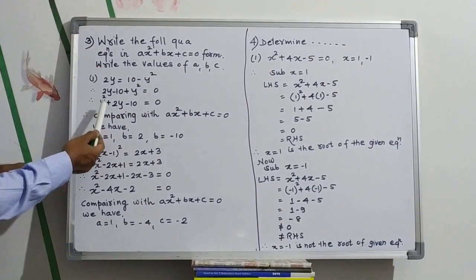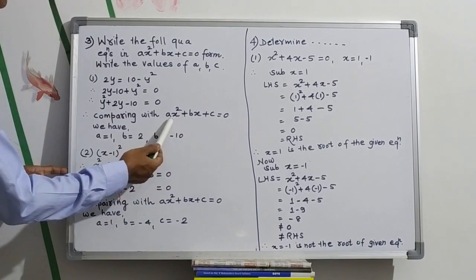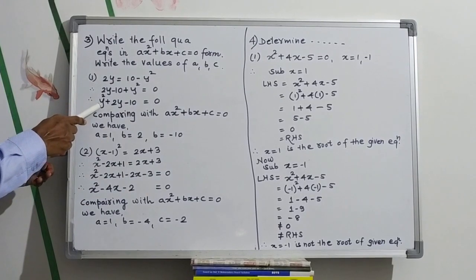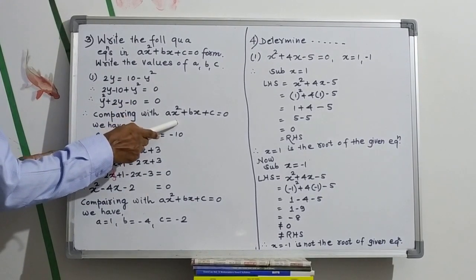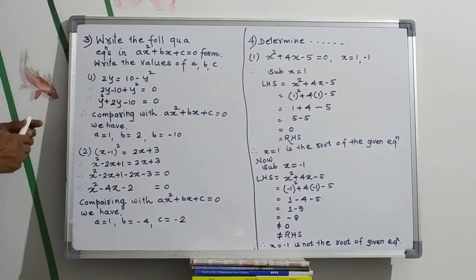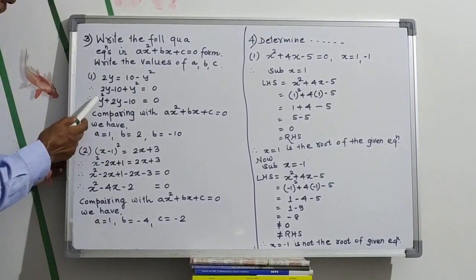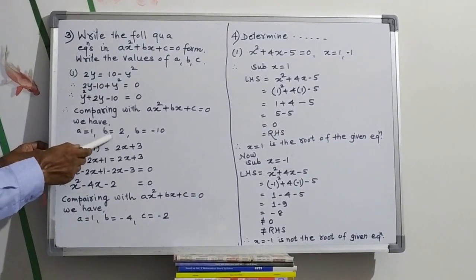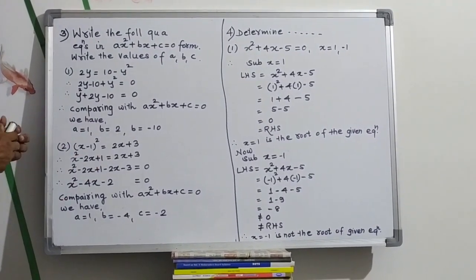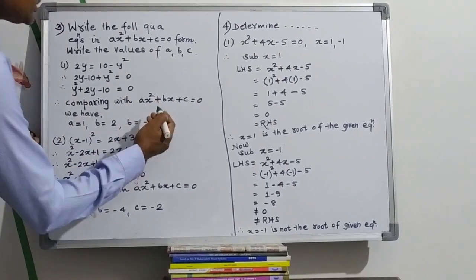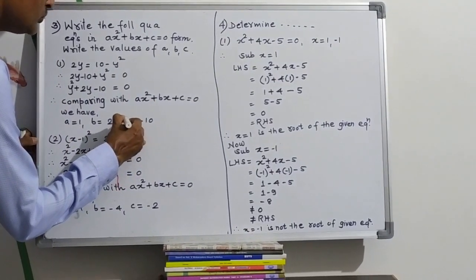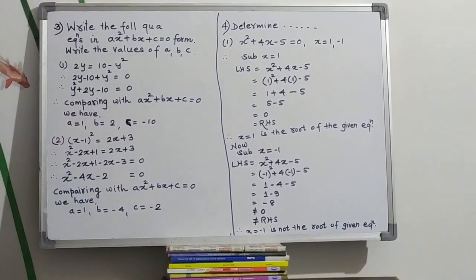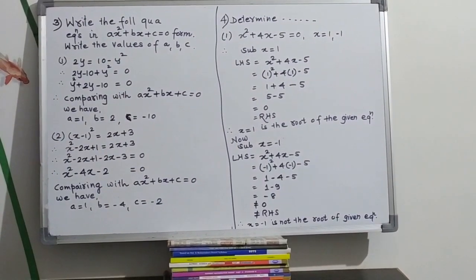Comparing this particular equation with our standard form, ax square plus bx plus c is equal to 0. Here the variable is y, but in our standard form the variable is taken as x. Okay. So after comparing, what we have, a is equal to 1, b is equal to 2 and c is equal to... here I have written b, but it should be c. c is equal to minus 10.